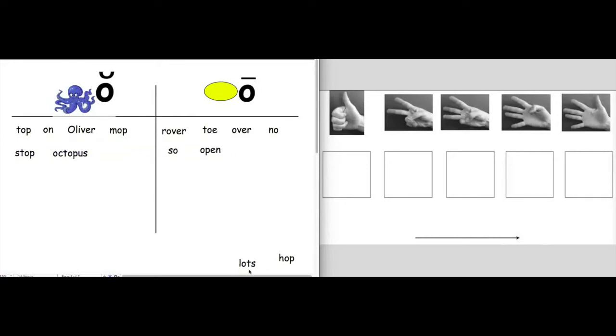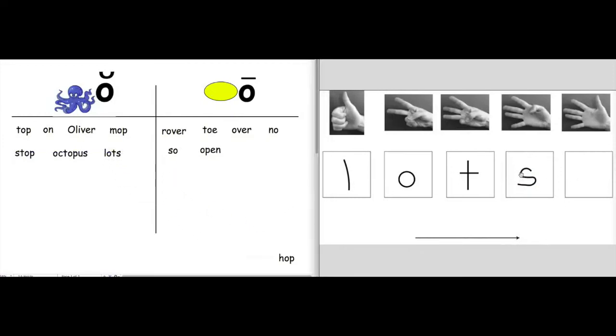Lots. You're right. That's a 1G power word. Lots. Let's break it up. L-O-T-S. Lots. Four sounds. Do you hear this O? L-o-o-o. Octopus. There it is. Lots goes over here. You're so smart.